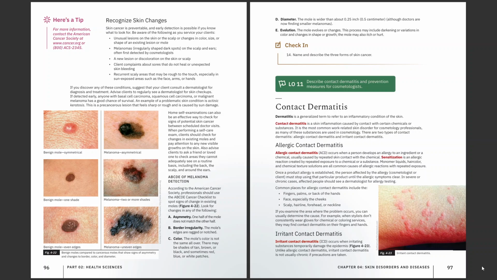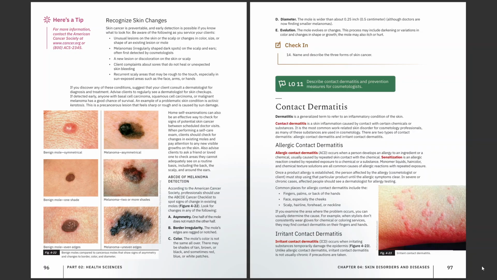Once a product allergy is established, the person affected by the allergy, cosmetologist or client, must stop using that particular product until the allergic symptoms are clear. In severe or chronic cases, affected people should see a dermatologist for allergy testing.